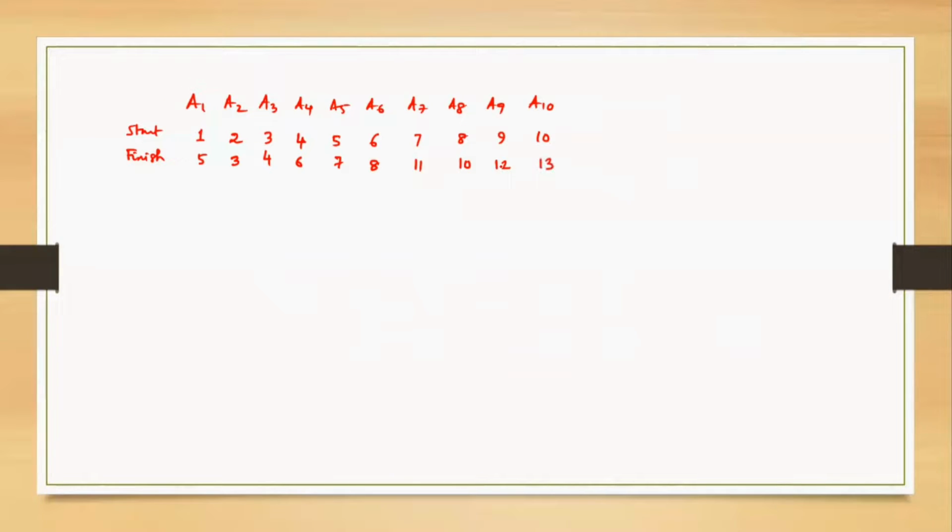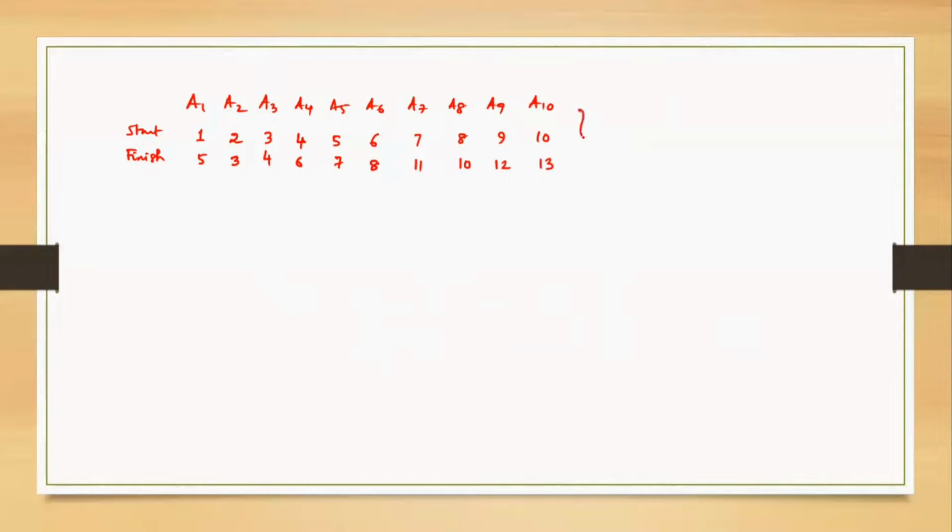I told you that we have to select the activities, or we can say that the process of selecting the activity becomes faster if we assume that the activities are arranged in an increasing order of their finishing time. So let us make an arrangement. That means we have to arrange the activities in increasing order of their finishing time. This is our first job. So let us arrange it.